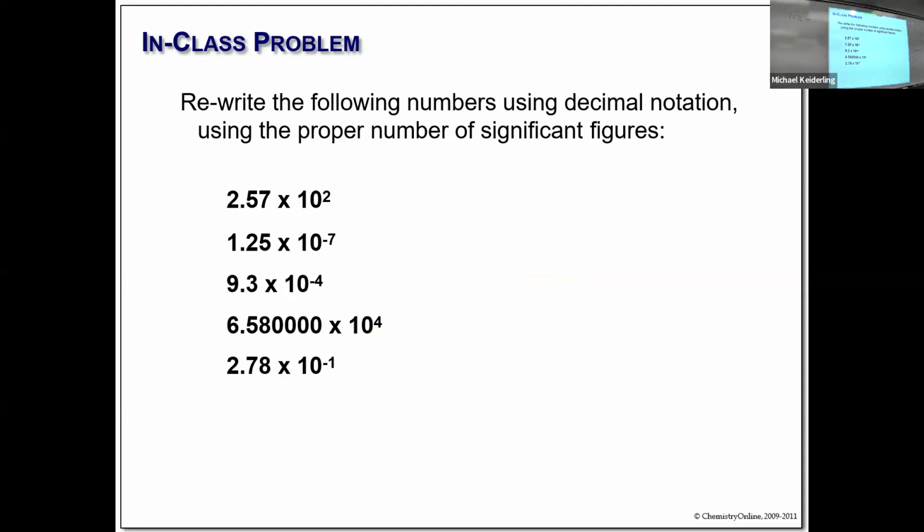Here, we're going the other way, writing it in decimal notation. 2.57 times 10 to the 2. Well, to get rid of the positive 2, we have to decrease by 2, so we need to move the decimal place 2 places to the right. And we get 257. 1.25 times 10 to the minus 7. We need to move the decimal place 7 places to the left to get back up to 0. So we'll get 0.000000125.